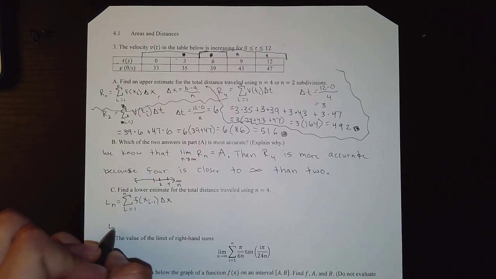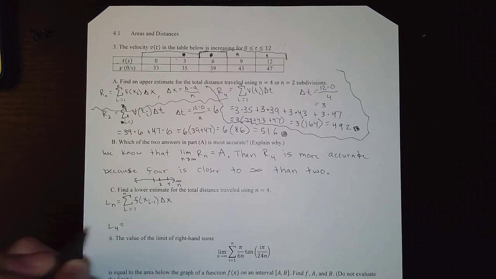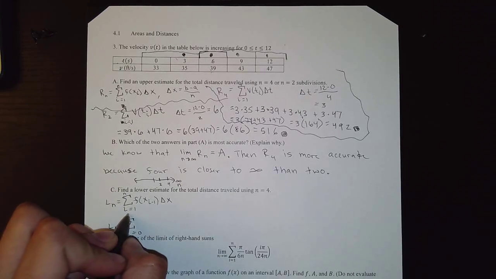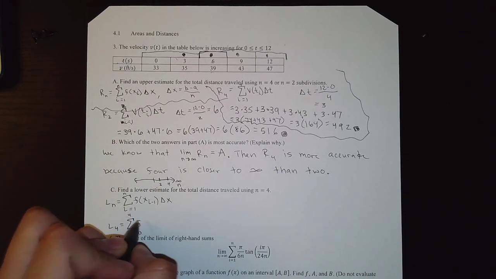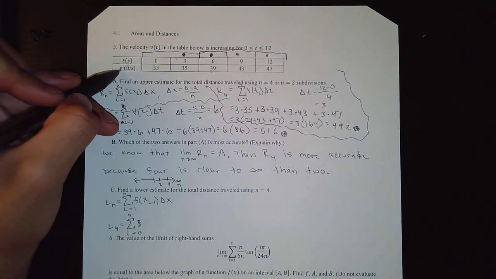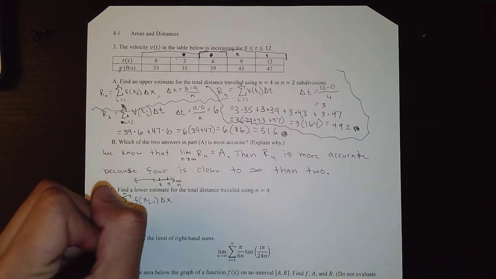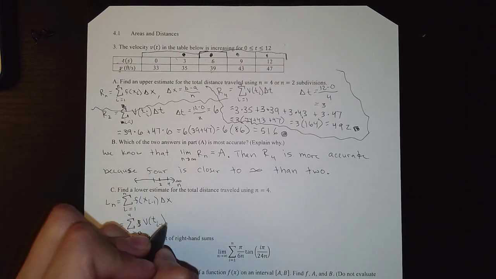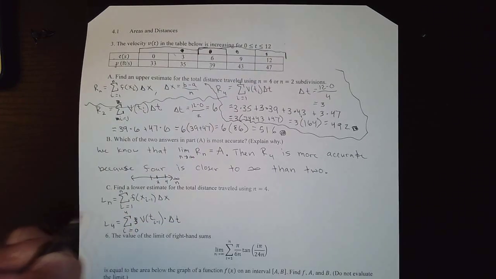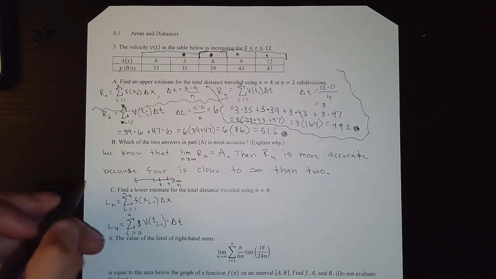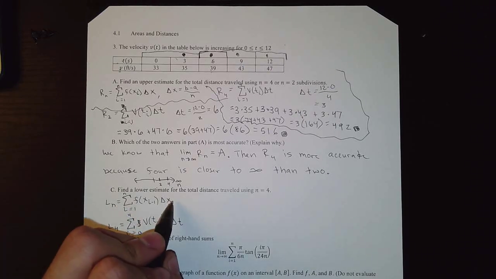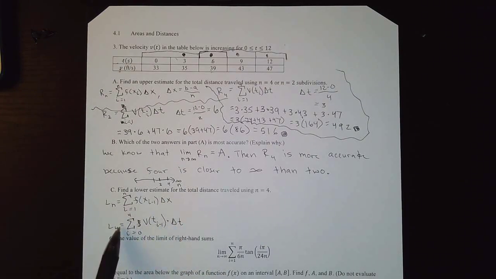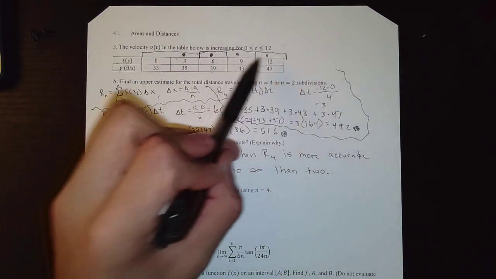So L sub 4, well, that's equal to the sum from i equals 1 to 4 of f of, well, instead of f, I'm going to write what we're given, our velocity. So the velocity at time t sub i minus 1 times delta t. So this is the general formula, such as up here as well. And this is the application. So I'm applying it using this table up above.